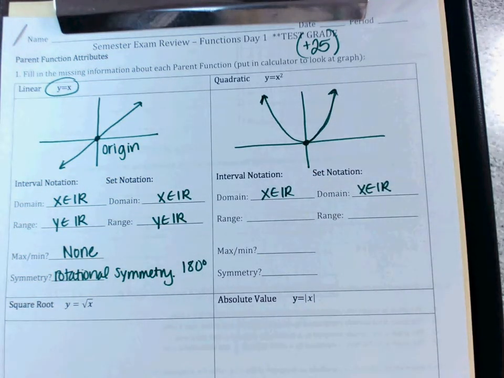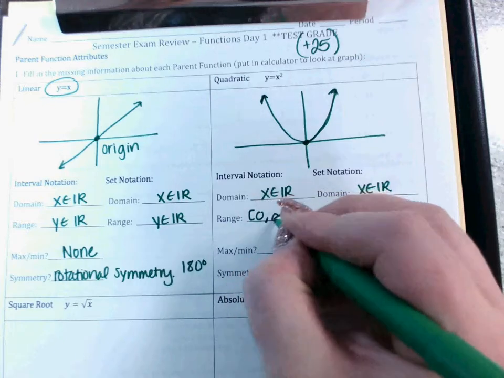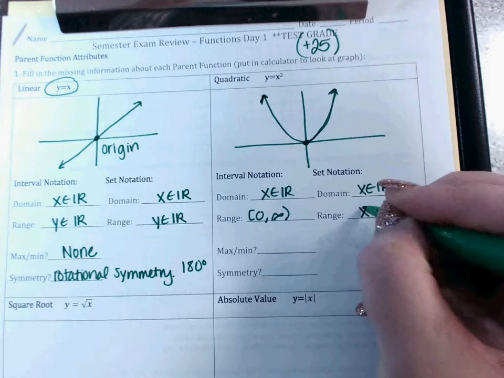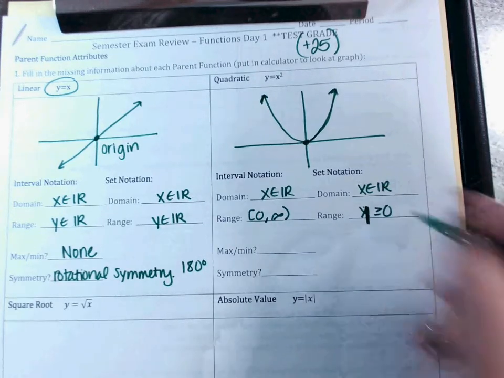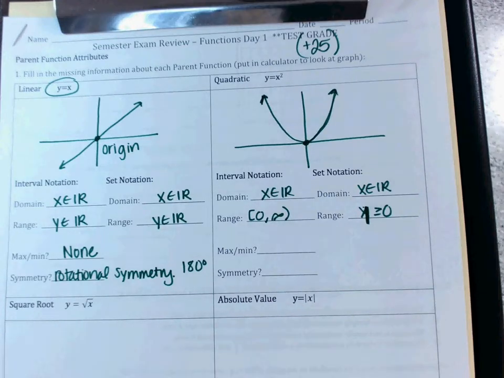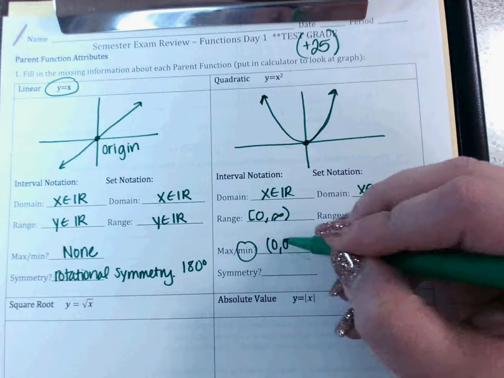But then for my range, I do have a lowest point. How low does my U go on the graph? To 0. So interval notation, you would do this. Set notation, you would do this. Oops, that should be a y. Okay, and then do I have a max or a min on that one? Okay, that's a minimum. Very good, because this is the lowest point, and it would be 0, 0.